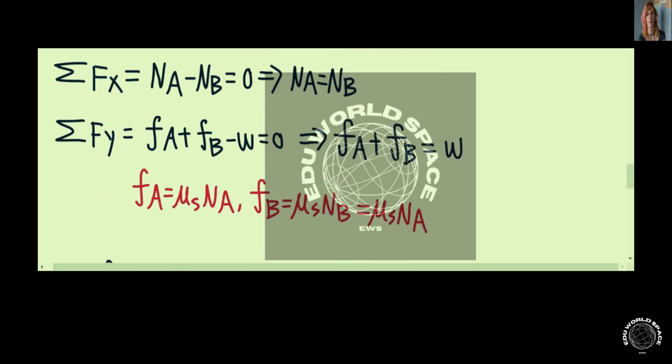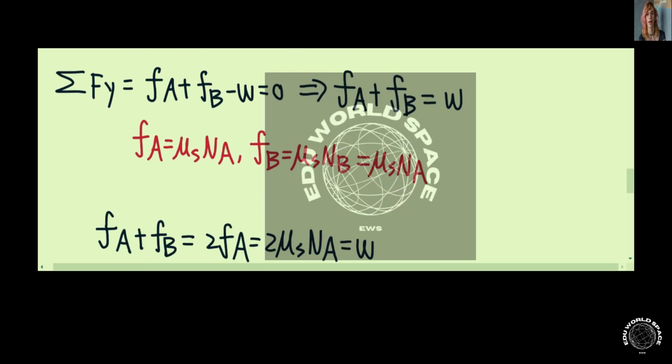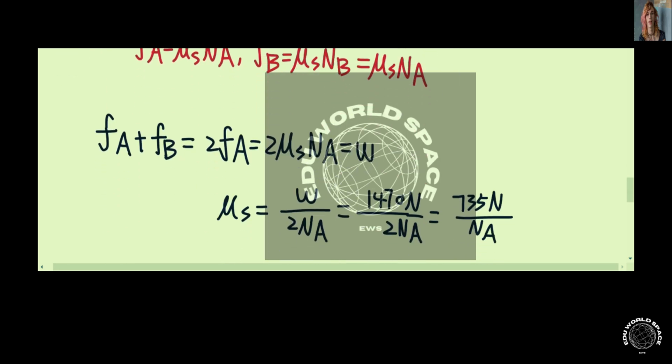And remember, FA can be equal to mu s NA, and FB can be equal to mu s NB, which is equal to mu s NA, since NA is equal to NB. And this will give us FA plus FB can be equal to 2FA, which is equal to 2 mu s NA, and this is equal to gravity. And then we have mu s is equal to W over 2 NA, which is equal to 1470 Newtons divided by 2 NA, and this is equal to 735 Newtons over NA.